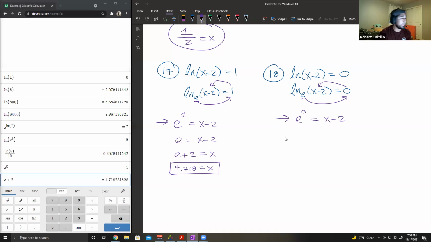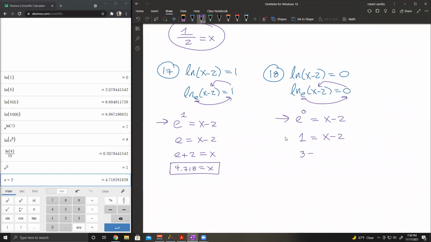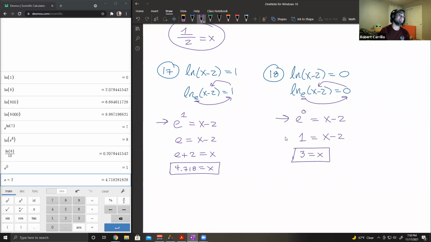And we learned earlier that e to the 0th is 1. And all you have to do is add 2 over. And what's our final answer? X equals 3. All right. That's not bad.